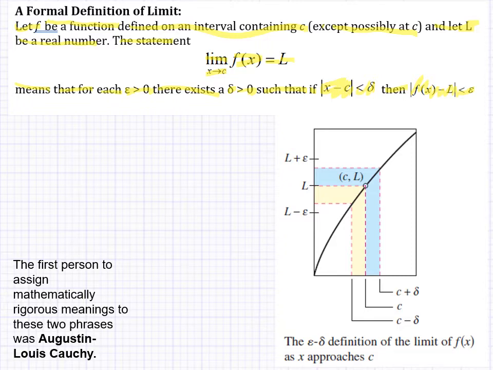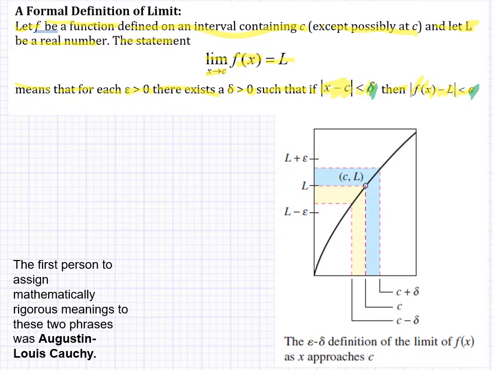Now, you could read that probably a couple of times and it probably won't sink in what it really says. But what it's saying is the exact same thing we've been saying throughout talking about limits. And so the idea is this. Delta and epsilon are distances. Delta is the distance away from c.